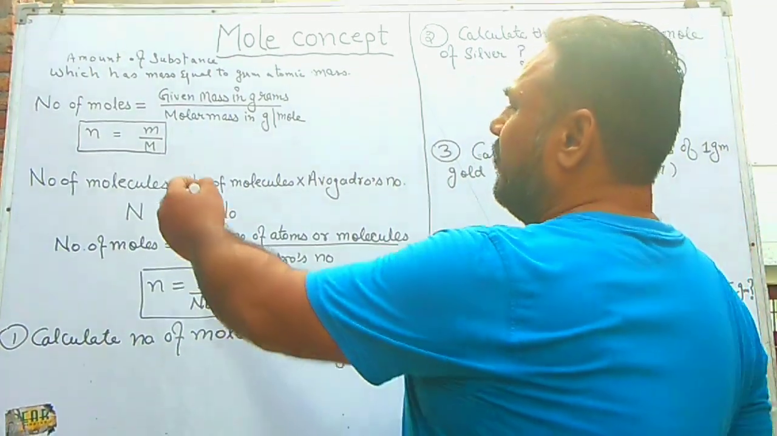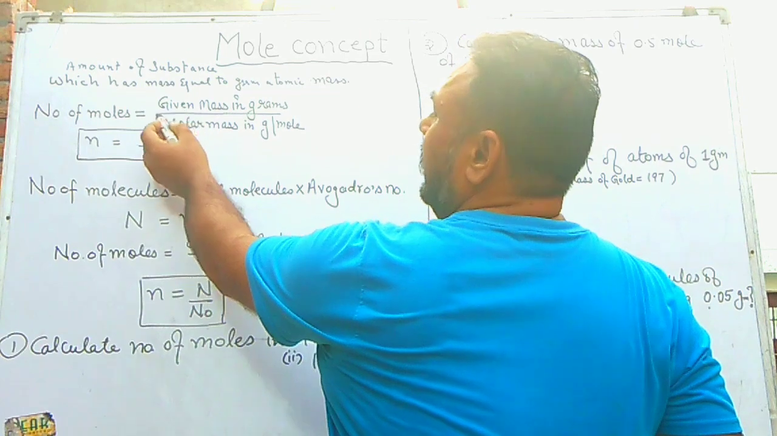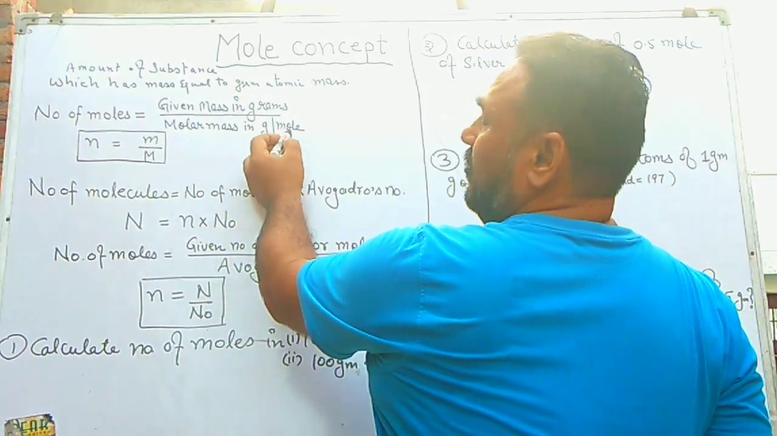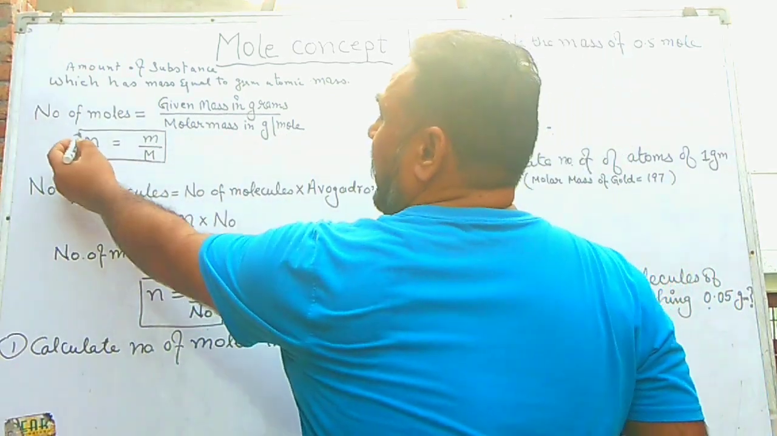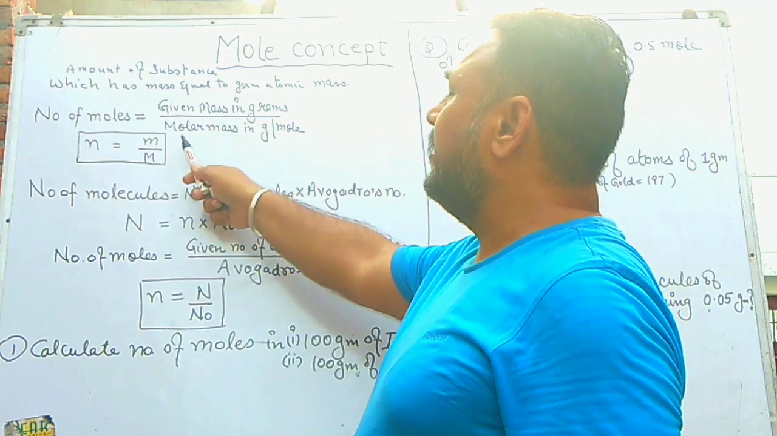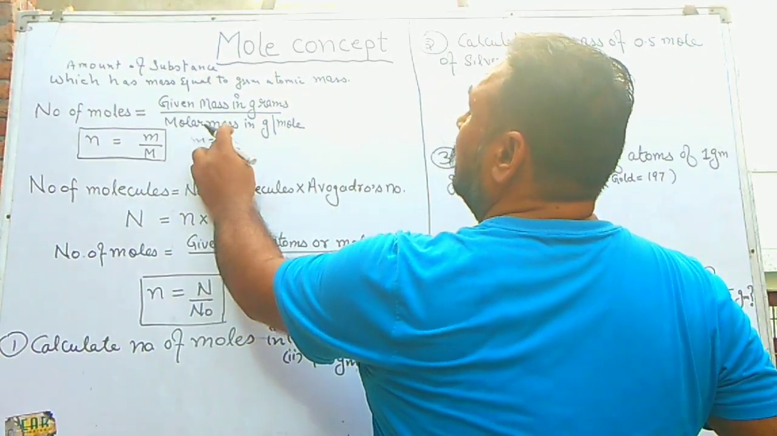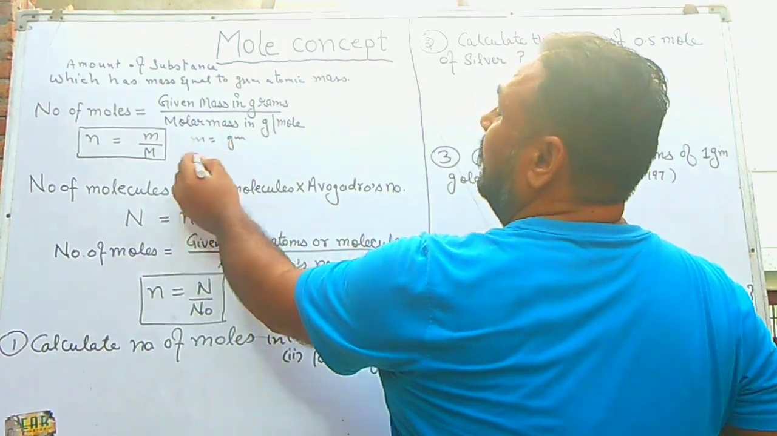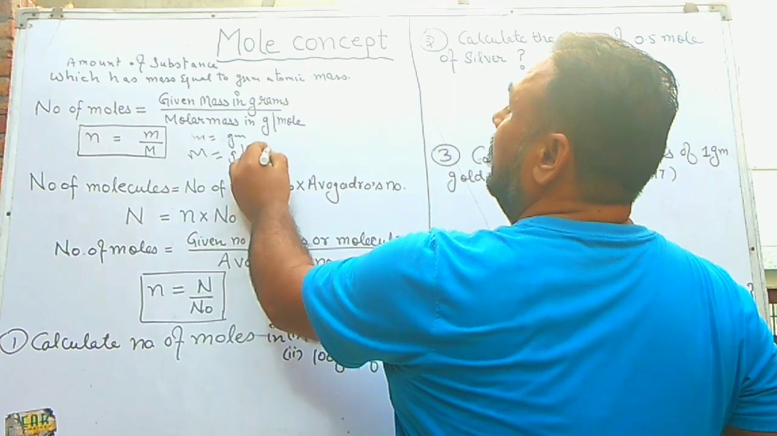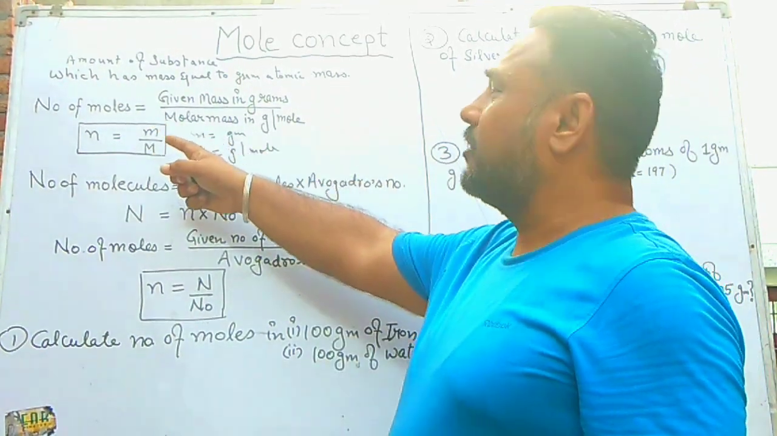Here we have the formula for calculating the number of moles: given mass in grams over molar mass in gram per mole. That means n stands for moles, m stands for mass in grams. So mass we will take in grams, and molar mass we will take in gram per mole. So these are the SI units for calculating the number of moles.